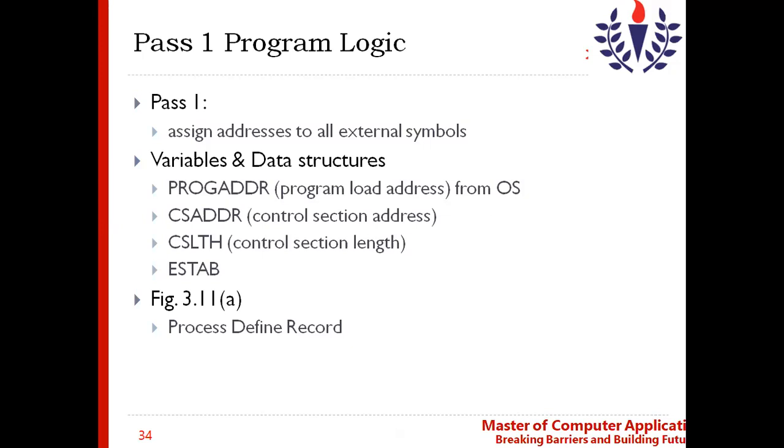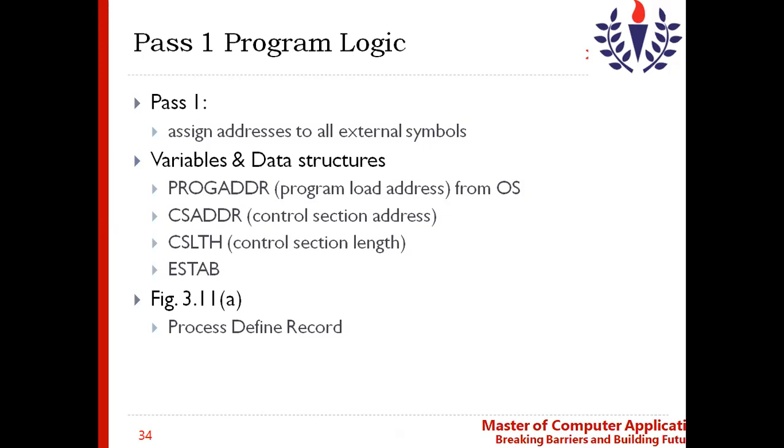When it processes, it is especially processing the define record. The reason why the define record has to be processed in pass 1 is because in the pass 1 algorithm, the ESTAB has to be created. When the linking loader creates the ESTAB, it should keep the symbols there with their corresponding values. To know which symbols are defined there and what the relative address of each symbol is, we process the define record.